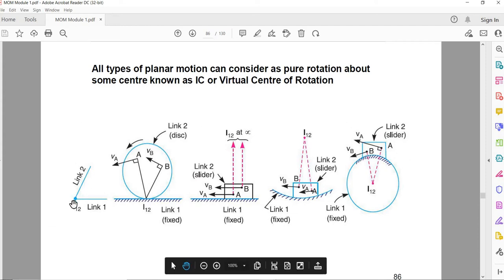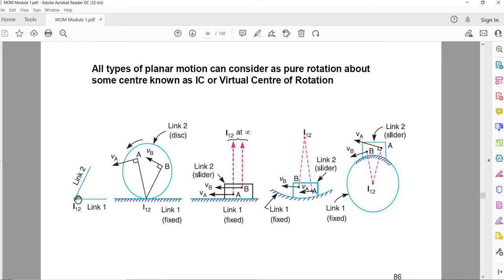For a turning pair, the instant center will be the hinged point. Usually these are permanent instant centers. Then for a rolling pair, the point of contact will be the instant center. Then for pure sliding or translation motion, you can assume the instant center is at infinity, and for surfaces like concave and convex, the radius of curvature of the sliding surface is actually the instant center.